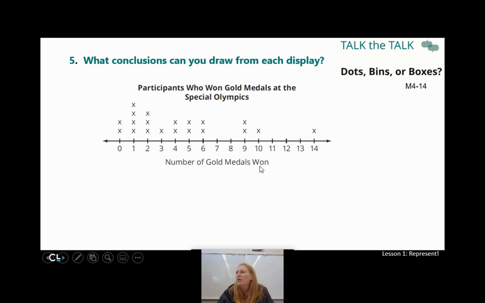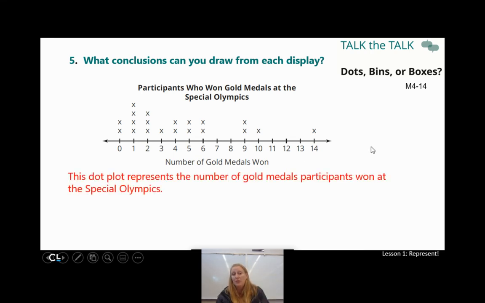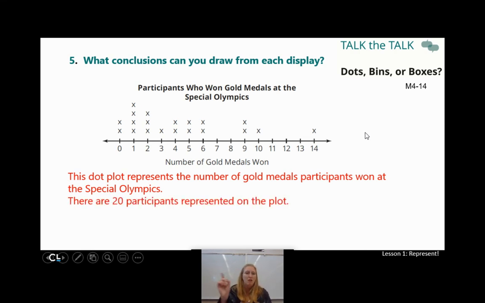So first of all, I'm just going to call it participants who won gold medals at the Special Olympics, number of gold medals won. It's just telling me this dot plot represents the number of gold medals participants won at the Special Olympics. So that's one thing I noticed. I also realized, because it was a dot plot, that if I counted up all of my x's, 1, 2, 3, 4, 5, 6, 7, 8, 9, 10, 11, 12, 13, 14, 15, 16, 17, 18, 19, 20, I was like, oh, there are 20 participants on our dot plot. So I was able to tell how many participants we had. There were 20 people that participated.